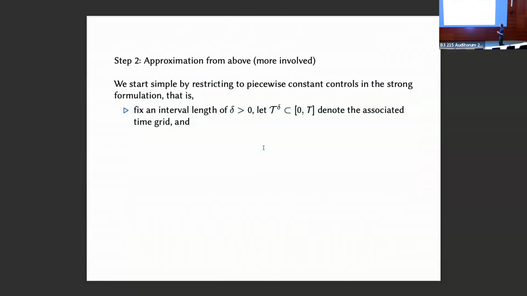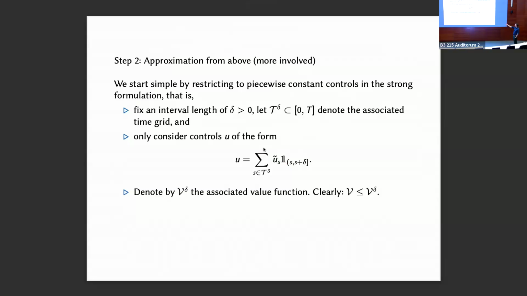The approximation from above, this is where things got tricky. And we actually thought a lot about how to do this, because here you cannot switch to the weak formulation, because weak formulation pushes the cost down. So we have to stay in the strong. Starting point, we restrict to piecewise constant controls because they are easier to deal with. So you fix an interval length delta, and then you only look at controls which are piecewise constant on a fixed grid, where the subintervals are of length delta. So something like this over here.